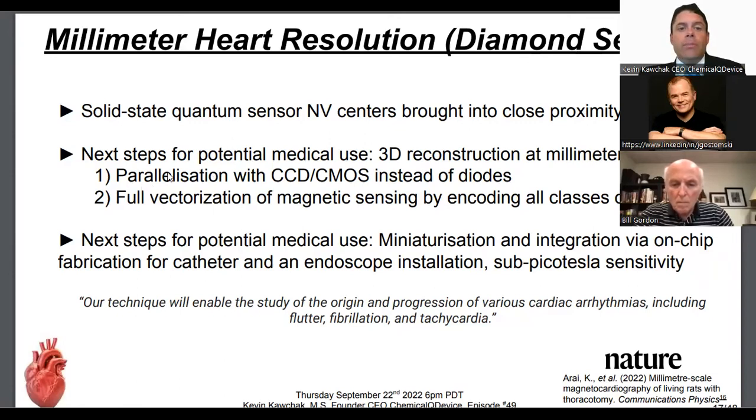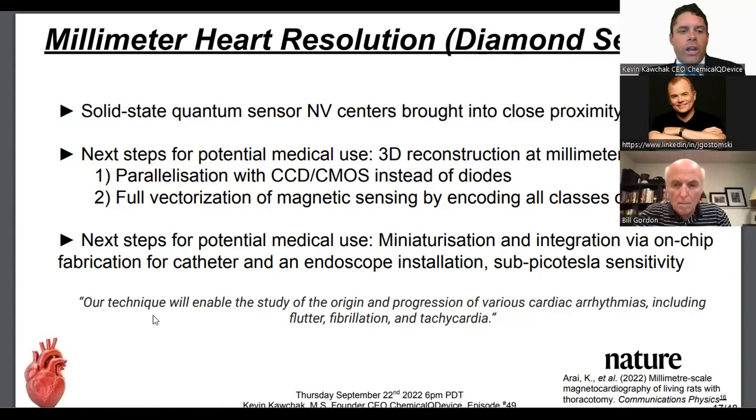It is basically using parallelization with CCDs, or perhaps even an EM CCD, like we talked about before, CMOS instead of diodes. Now it's just really extravagant, it's beyond, well, I don't know how exactly to put it. So, full vectorization of magnetic sensing by all encoding classes of NV centers. And basically the whole goal with this is to see this in hospitals.